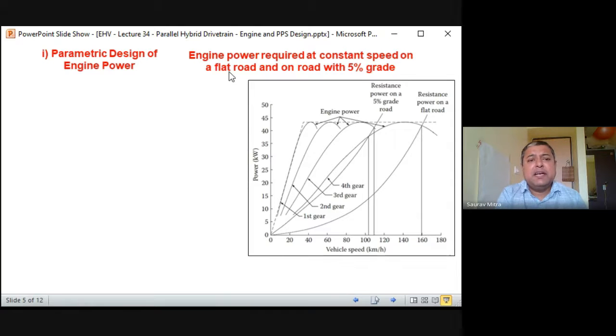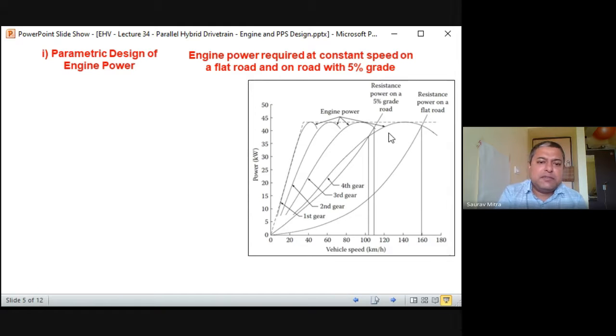These are the graphs of engine power required at constant speed on a flat road and on a road with 5% grade. The x-axis is vehicle speed, and the y-axis is how much power is generated. The power generated is given for four different gears. For the first gear, it is like this. This is for the second gear, this is for the third gear, and this is for the fourth gear.